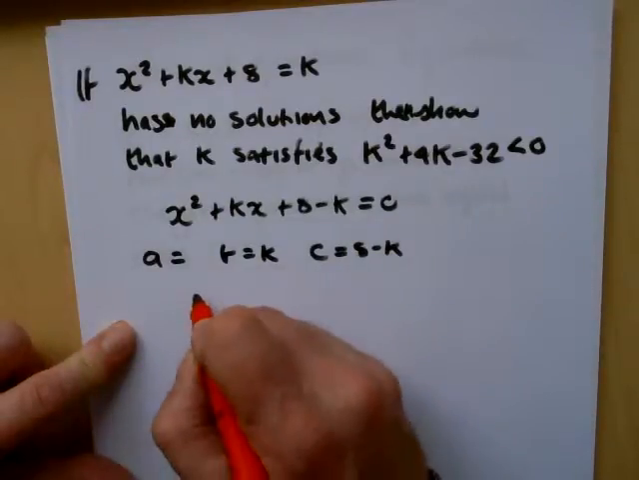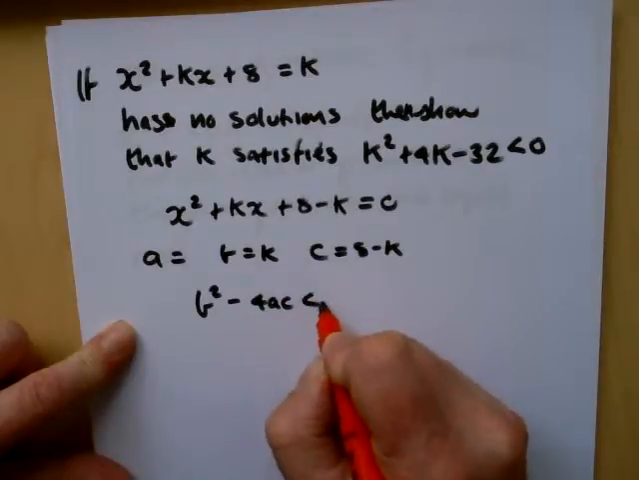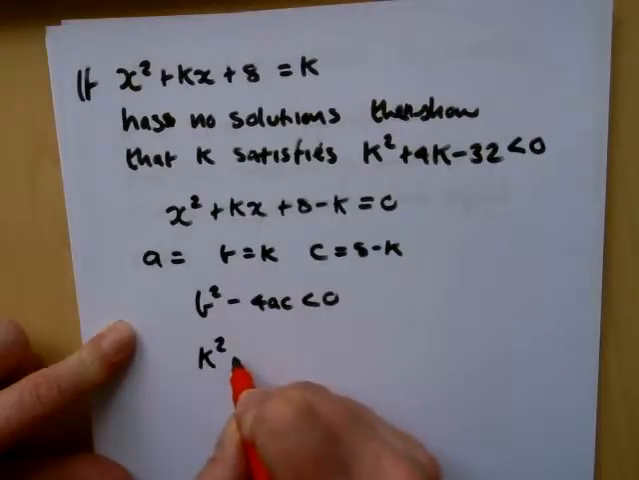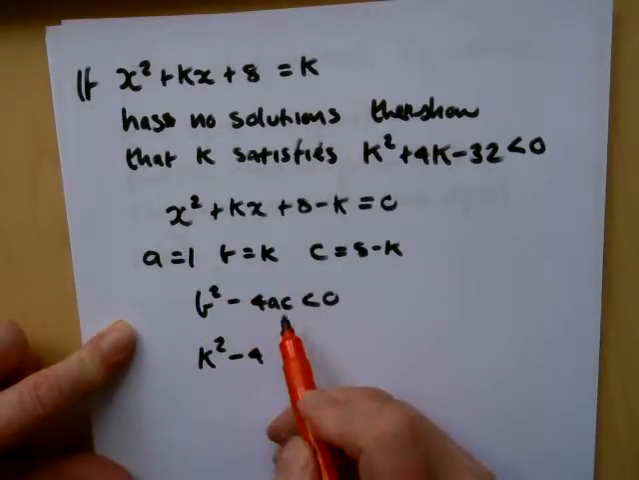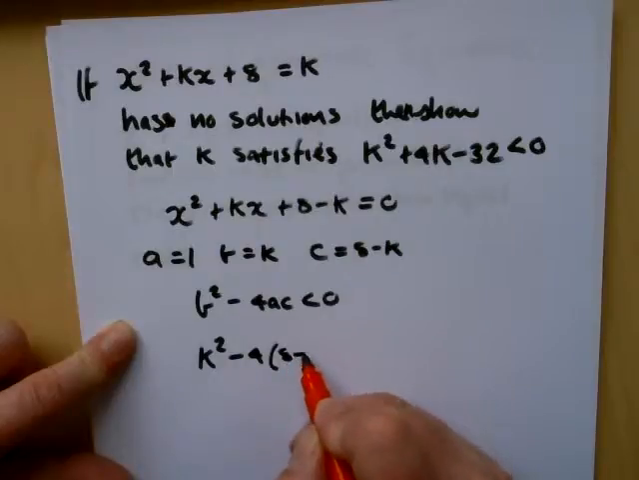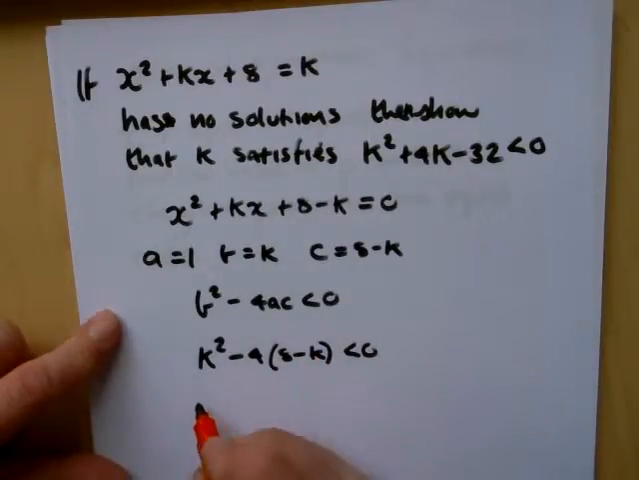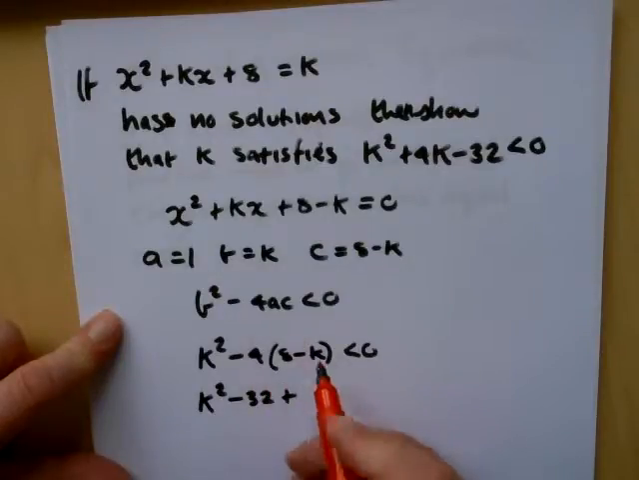Now if there are no solutions, the formula tells us that b squared minus 4ac therefore would be less than 0. So my b squared is k squared minus 4 lots of a, and a is 1, so I don't need to write that, times c, which is 8 minus k, less than 0. If I expand that, I get 8k squared minus 32, and I get plus 4k minus 4 times minus k. And that really is the answer.